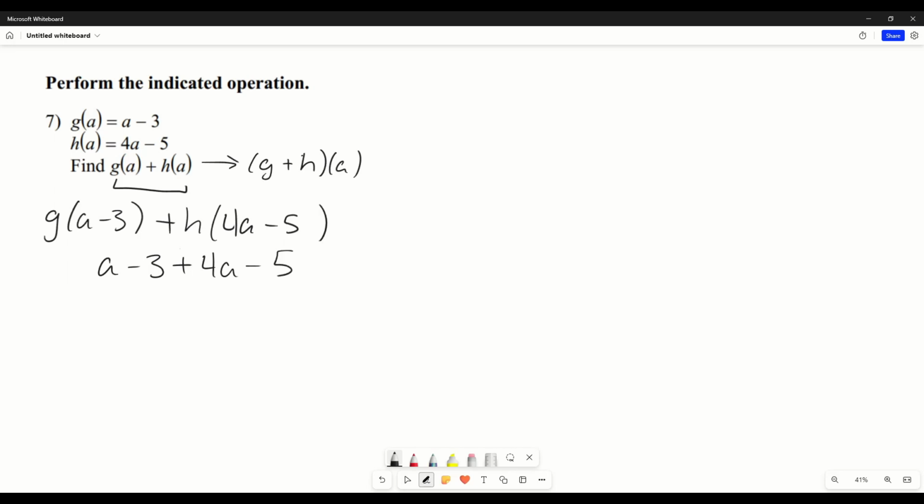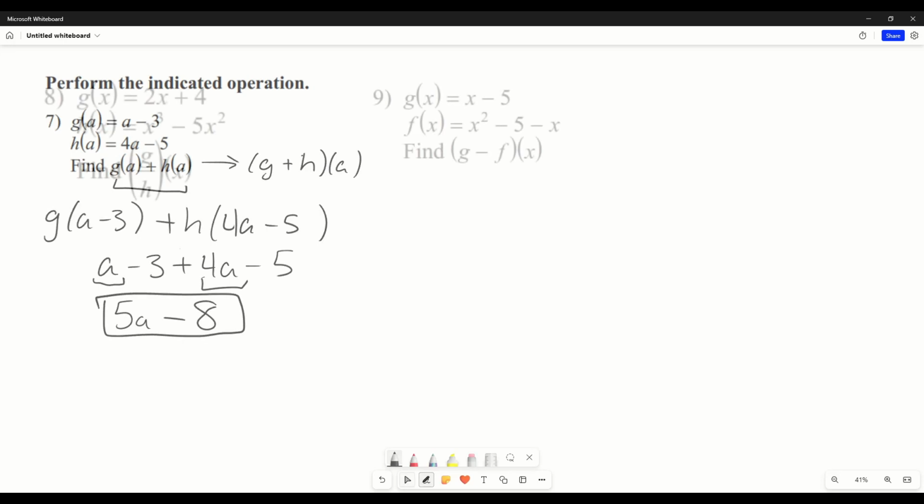Now we just have like terms. Our like terms are a, since both of them have the variable a. So a plus 4a is just 5a. And then negative 3 minus 5 is just negative 8. And this is going to be our answer.